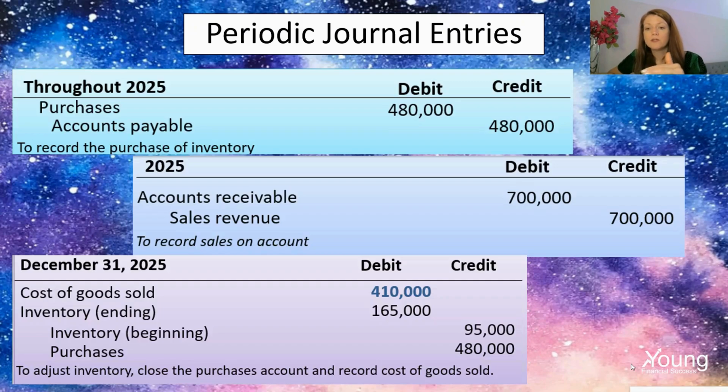The physical count told us that we had 165,000 in ending inventory. So we debited inventory for that. Then they did a credit for inventory for 95,000. Sure, it nets out, but this way we're able to really see the movements here. And then we get rid of the purchases account completely, that whole 480, and then that tells us cost of goods sold were 410. So this is how periodic will look. Again, we won't deal with periodic again after this, but I just want you to be aware of it if you happen to work for a company that uses this and for your homework.